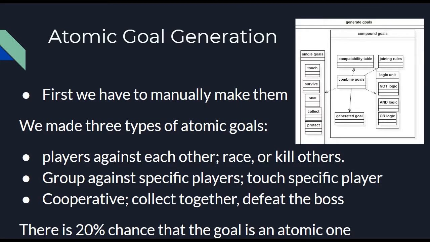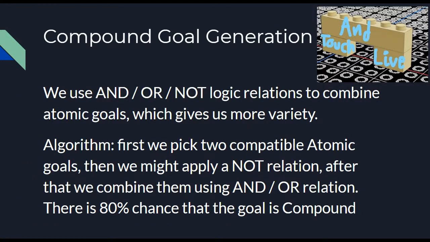Goals. We make goals in two steps. First, we manually create atomic goals. These goals can be like to race to the end of the map, touch a specific player, or defeat the boss. We use compound goals in order to give the atomic goals that we made more variety.